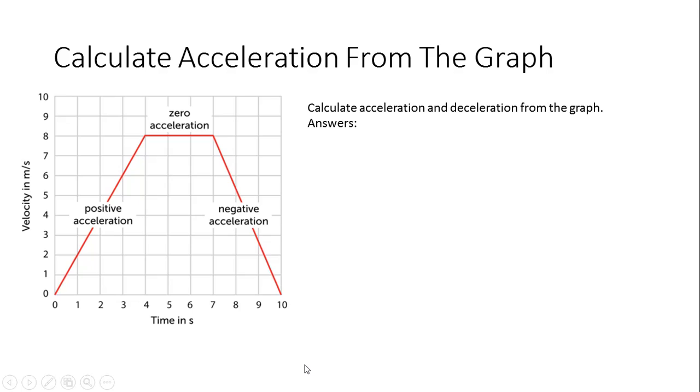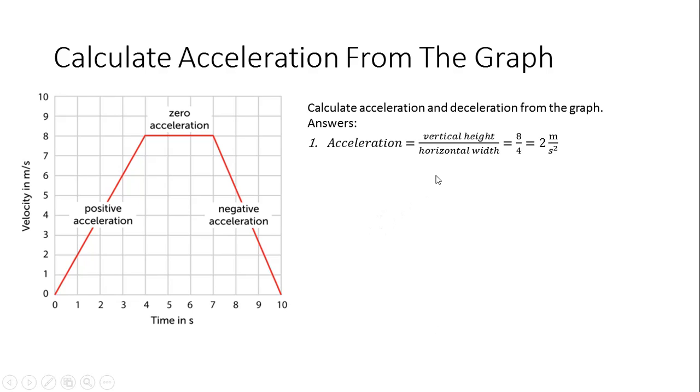And just like in calculating speed, we just need to calculate the height and base of the triangle. So this will be base 1, 0 to 4, so the base 1 is 4, and base 2 is 7 to 10, it will be 3. And the answer will be like this.